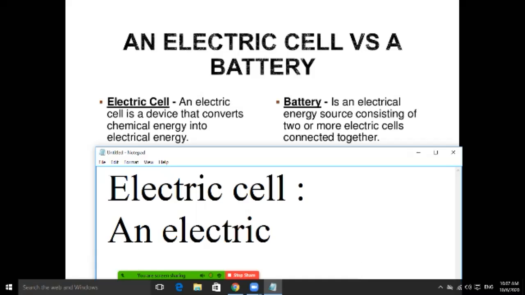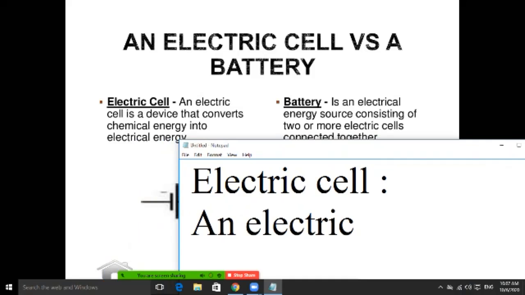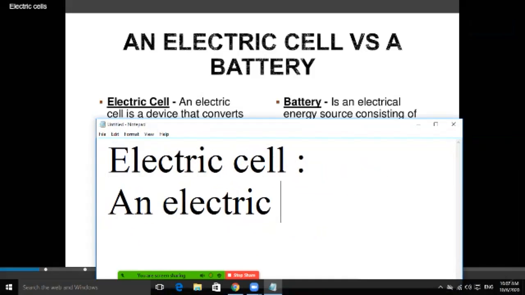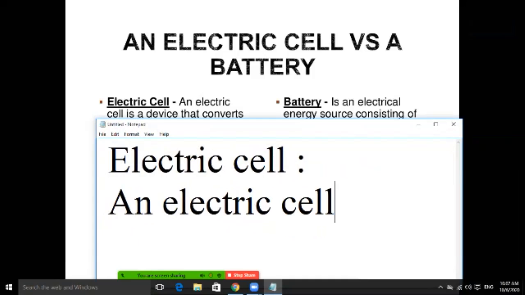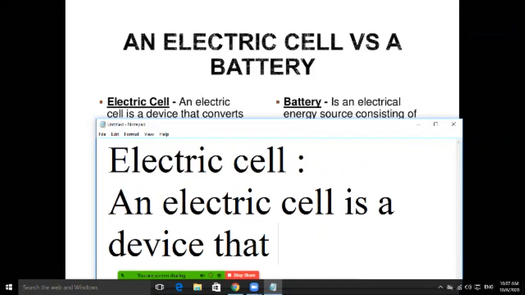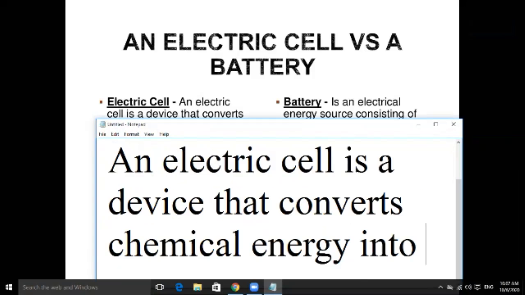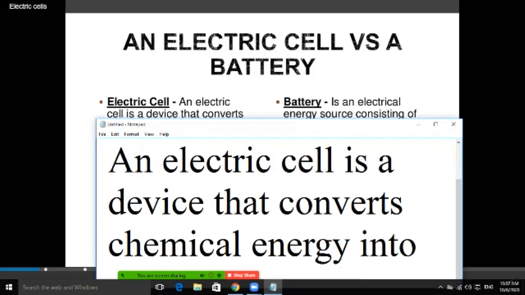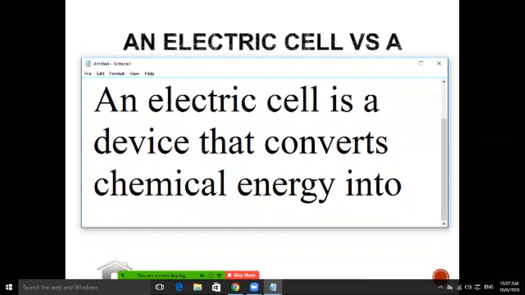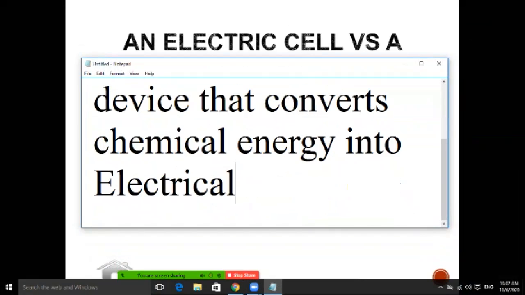So students, I would like to tell you about the electric cell. What is the electric cell? An electric cell is a device that converts chemical energy into electrical energy, right?